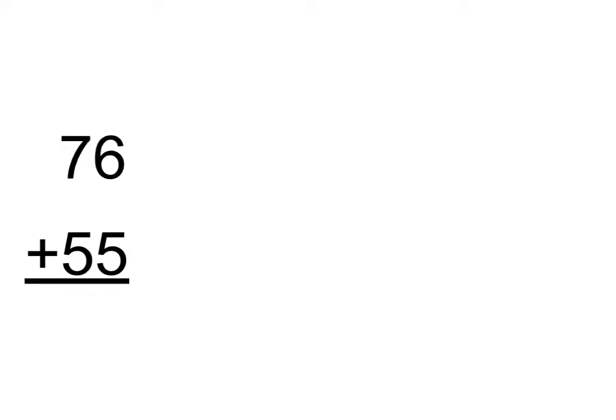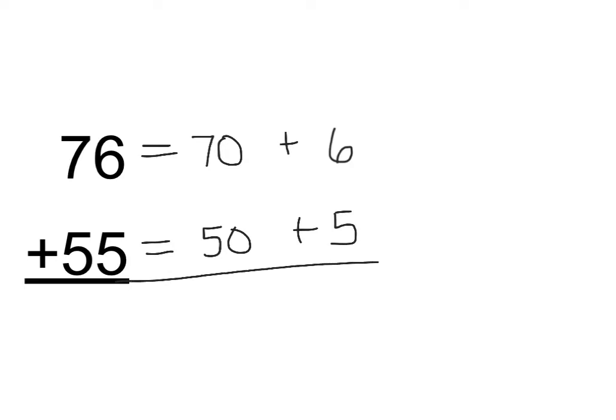76 plus 55. 70 plus 6, and 50 plus 5. There are lots of ways to be able to add 70 plus 50. You might break it apart and say, oh, 70's partner is 30, and there's 20 left, so it would be 100 plus 20.